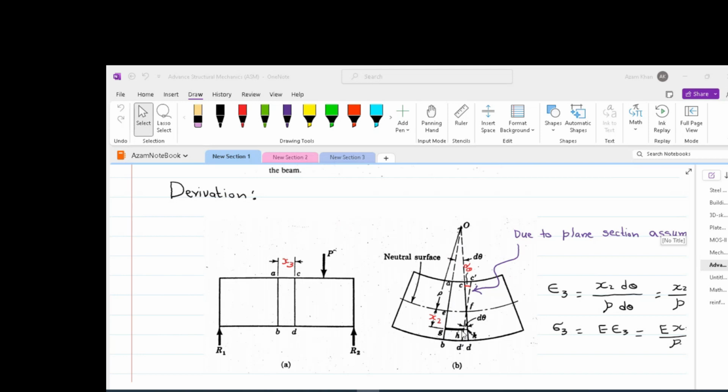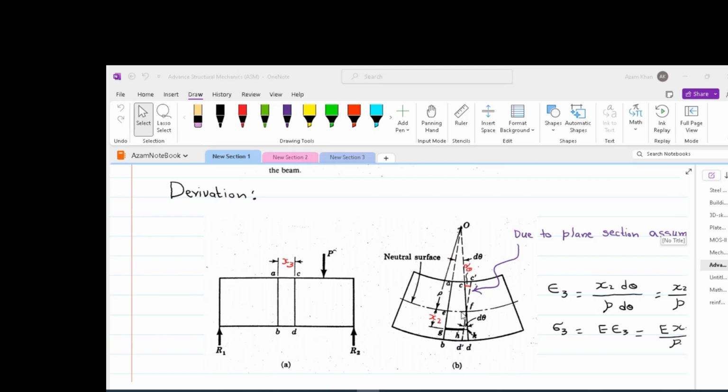In order to find the extension of HK, we have to do some mechanics. As we discussed, strain is change in length divided by original length. So for the GH fiber, the change in length is x2 d theta, remembering that S is equal to r theta. That is the deformation. The original length, which is EF, is rho d theta. Remember that EF is the fiber where no force is applied, that is, the neutral axis. So therefore, EF and GH are equal.